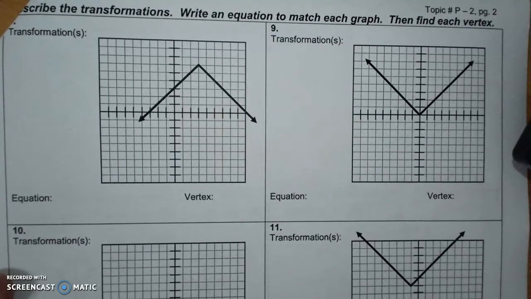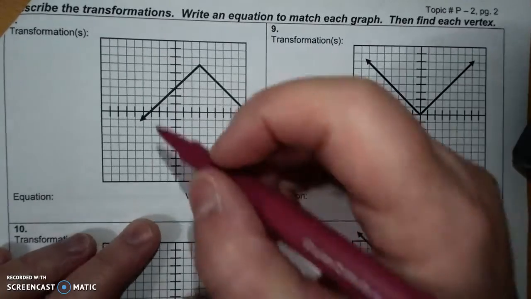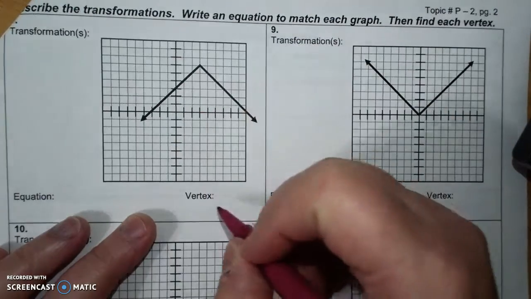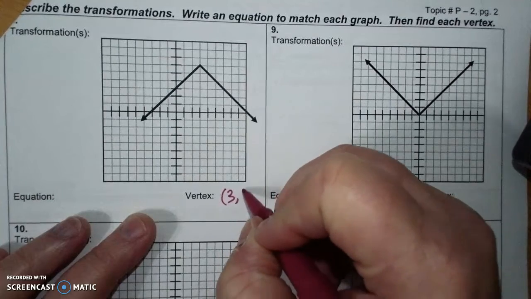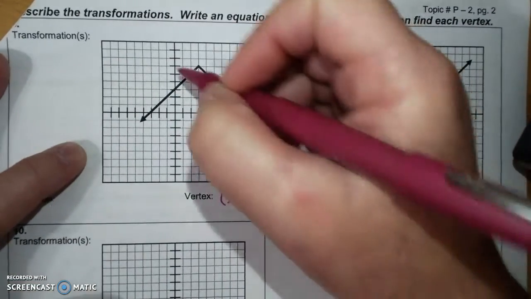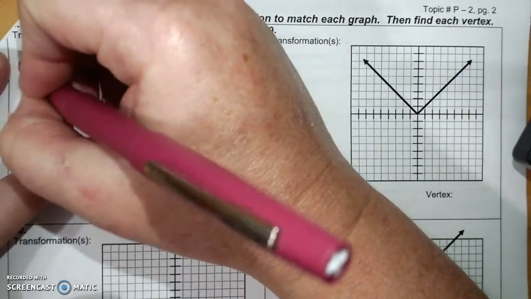This is part 2 of 10-2, and the first part says describe the transformation, write the equation to match each graph, then find the vertex. Okay, so I'm going to find the vertex first. 1, 2, 3, and up 6. So the vertex is at (3, 6). Okay, and then I'm going to tell you that it opens downward.